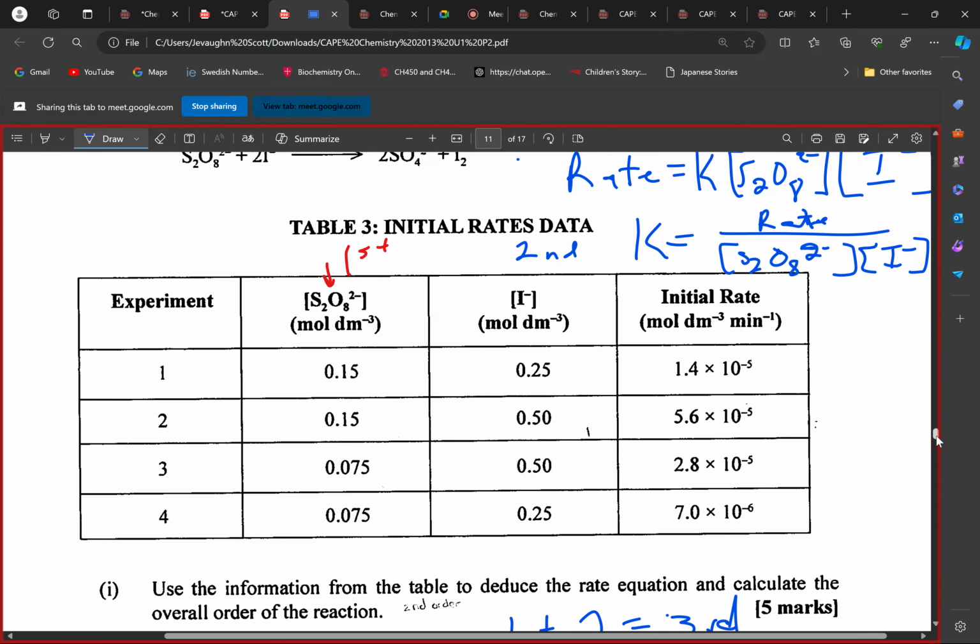Waiting on the values. I'm just doing the second experiment as we speak, so I can make sure that it should theoretically be the same thing. For experiment 1, 0.15. Oh, the rate is different.